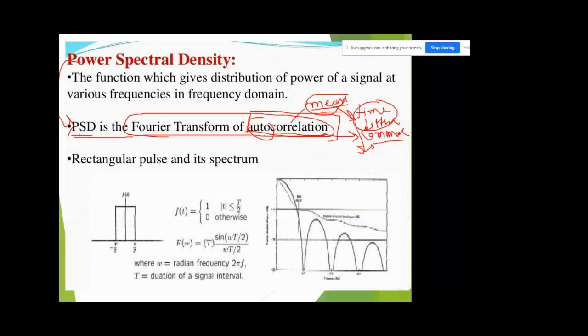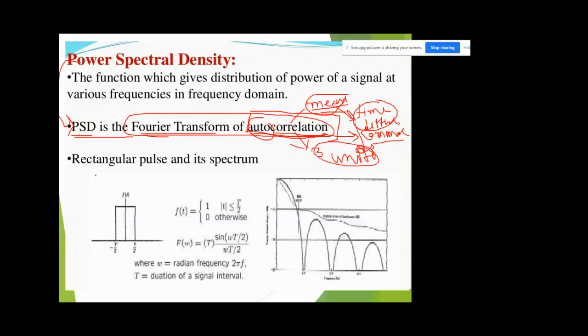So the power spectral density is the Fourier transform of the autocorrelation function. This particular topic we will study in detail in unit number 3, where we have to study the autocorrelation function parameter in detail.